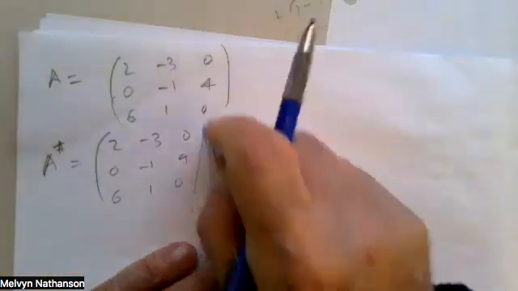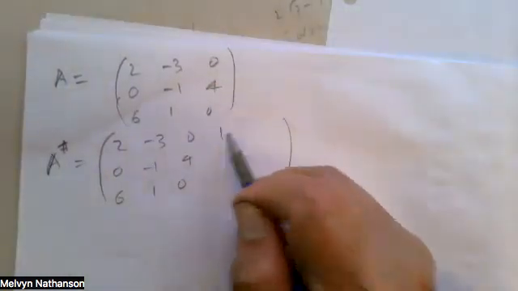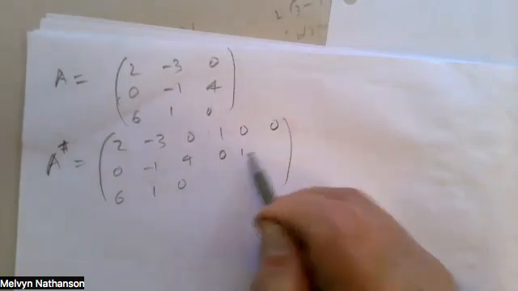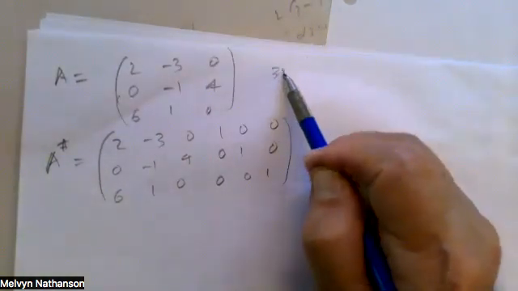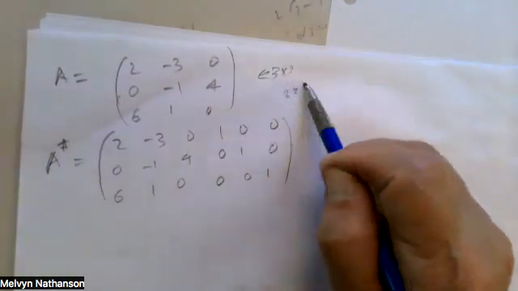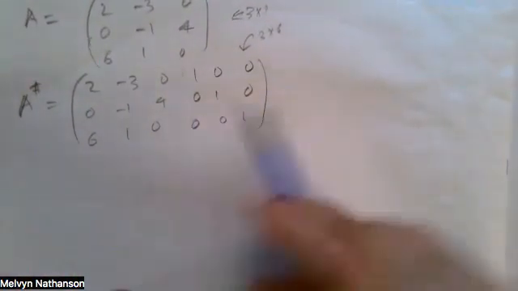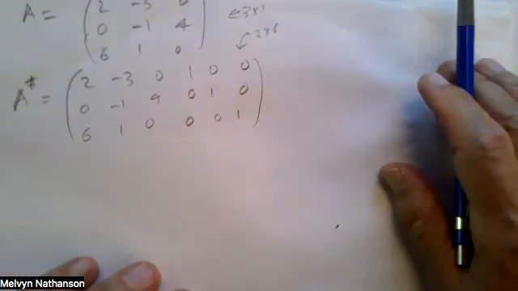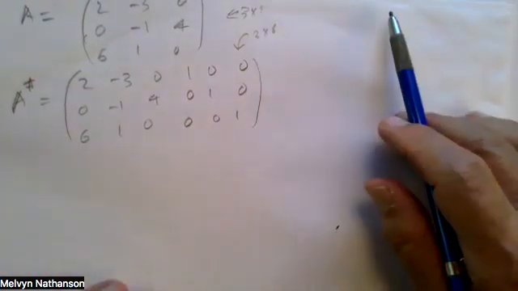This line is not really there. That's just to make it clear what I'm doing. And then to the right, I put the 3 by 3 identity, 1, 0, 0, 0, 1, 0, 0, 0, 1. Okay. So this was a 3 by 3 matrix, and this is a 3 by 6 matrix. And I'm going to put this matrix in reduced row echelon form. So this is a lot of work, but sometimes you have to do a lot of work, right?